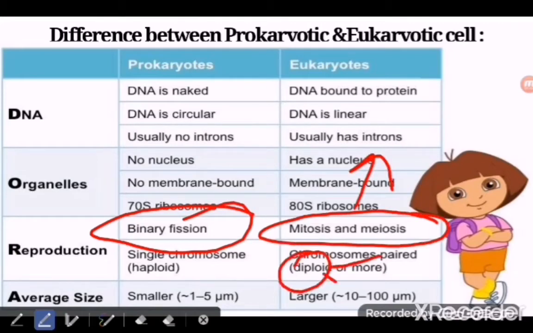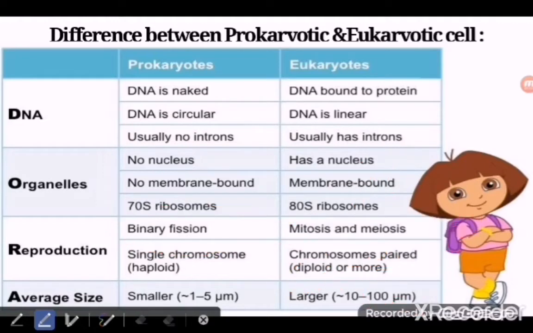When one cell is divided into two cells and these two cells again divide into another two cells, this chain reaction is known as cell division. Cell division is of two types, mitosis and meiosis. This is also an advanced topic and you will study it in 10th class.